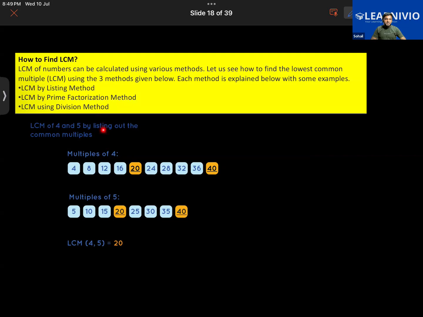The first method, just now with the help of an example, as you have seen, by listing the multiples of the given numbers, you can find its LCM. You can find the lowest common multiple. As for example, you have written the multiples of 4 and 5 as follows. So you can see what the common multiples are. First of all, answer to me. What are the common multiples of 4 and 5?